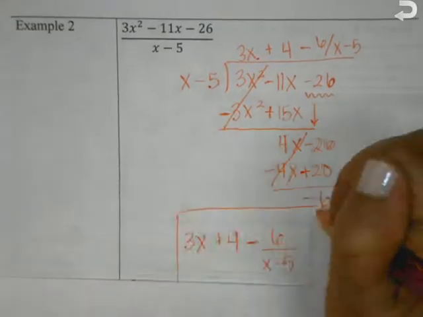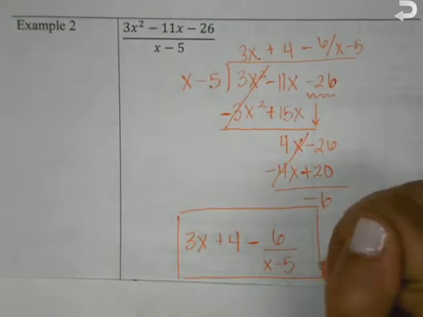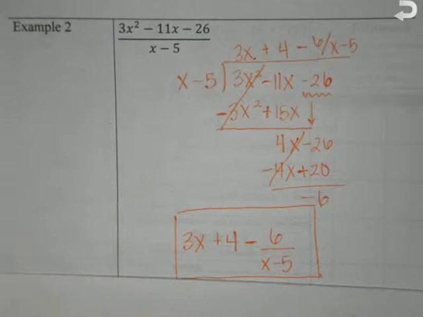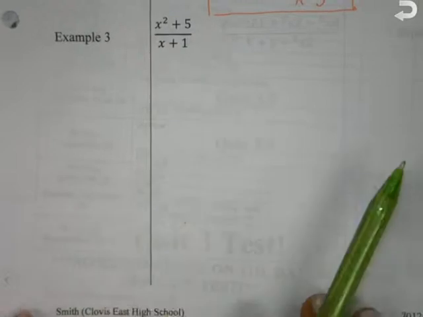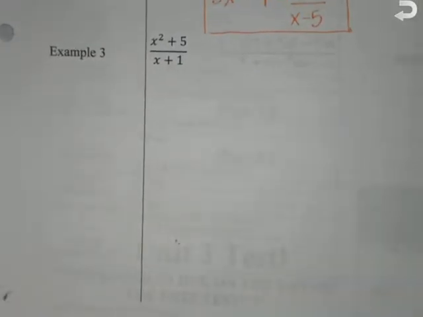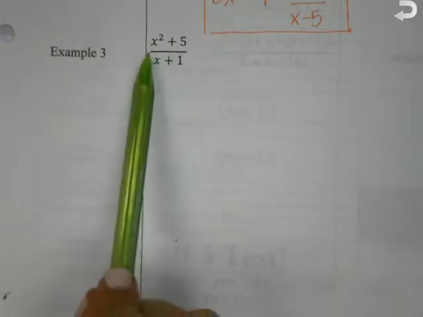So example 3, we have x squared plus 5 over x plus 1. Okay guys, before you try to do this by yourselves, if you're trying to get ahead, will everybody please look at the problem and tell me if they see anything that's missing? Let me point your attention directly to the top, the numerator. Is there anything missing in there? Yes. There's no x term, right? This is an x squared plus 5.